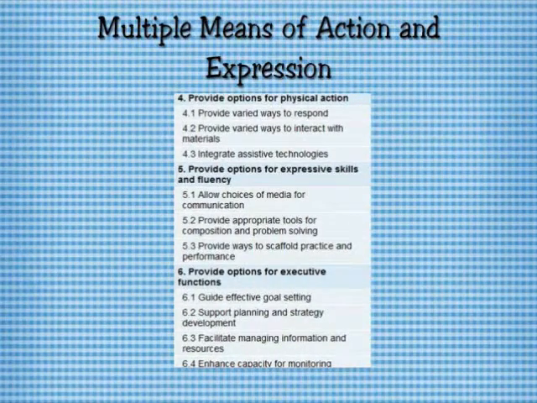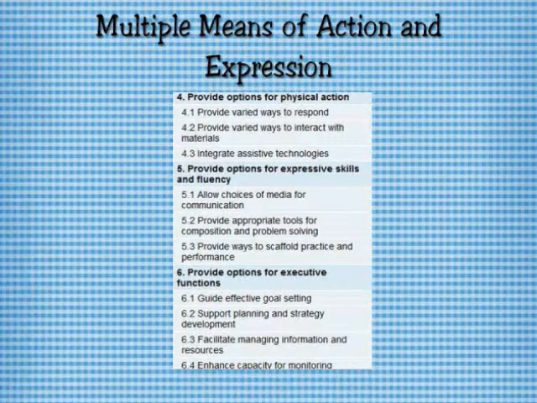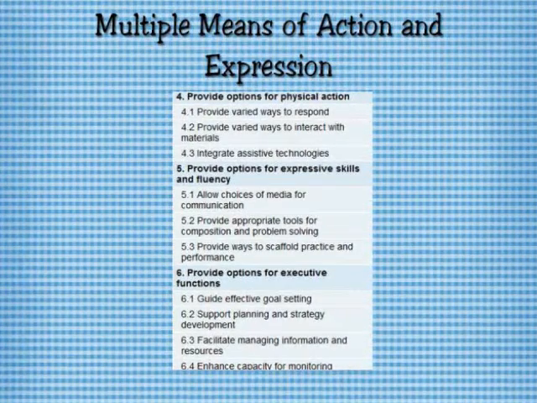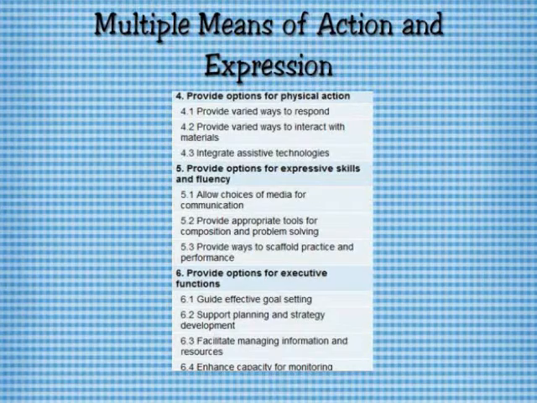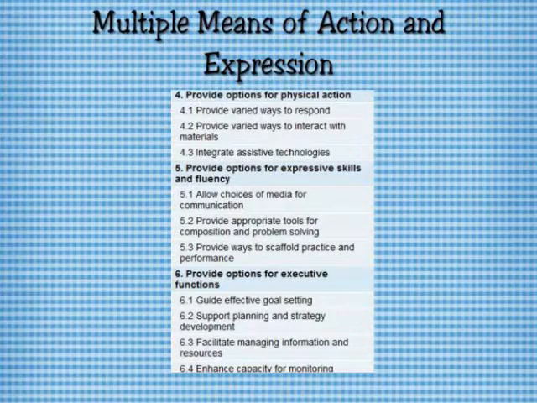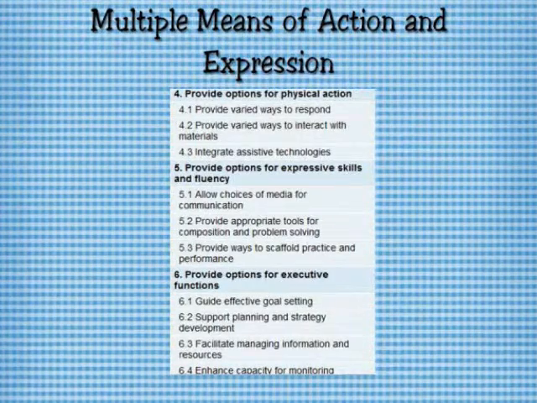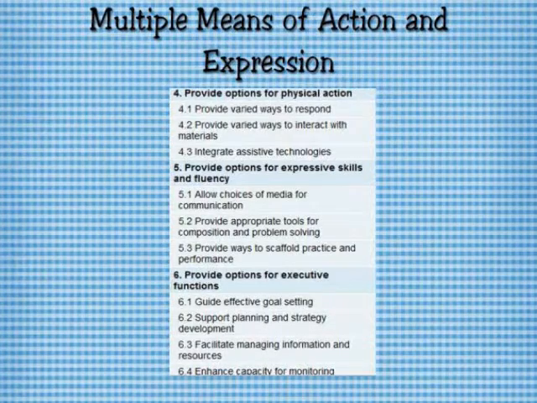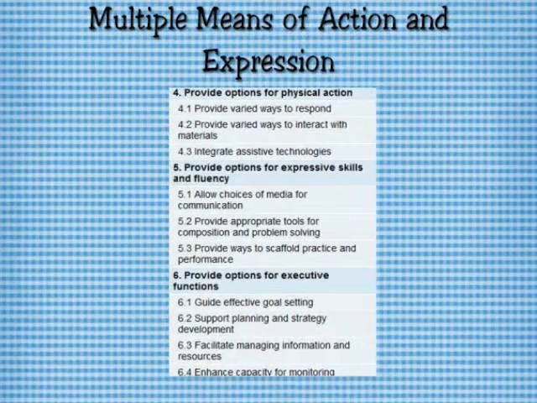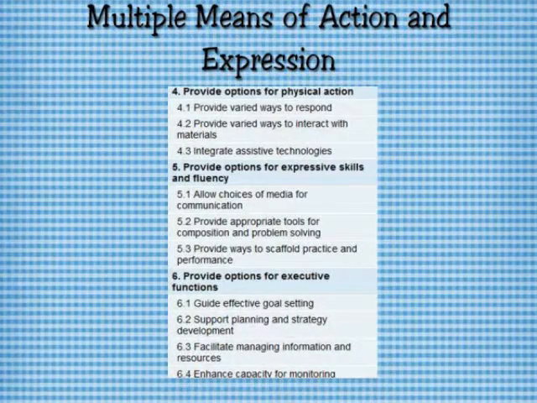The second principle, multiple means of action and expression, supports the strategic network. The guidelines for this principle include providing options for physical action, providing options for expressive skills and fluency, and providing options for executive functions. Students need options for being physically involved. The camera mouse is an example of allowing students to be physically involved. Students are able to control the computer mouse with their heads instead of their hands.